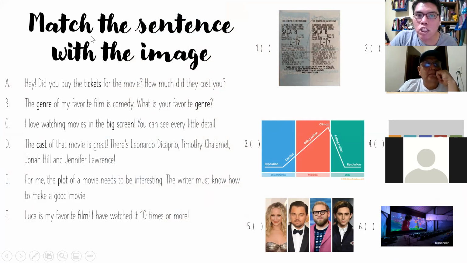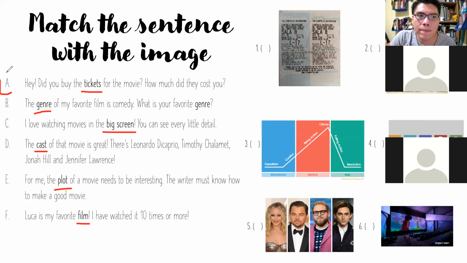The instructions, match the sentence with the image. We have six sentences and we have six pictures. We have six images. So please read the sentence and look for the picture that defines the word here. The words in bold and negrita. Okay, try to use your ability to infer meaning. Do you understand what you do? Yes. Sí. Okay, you have to write the letters here. So 1 minute, tell me when you finish.